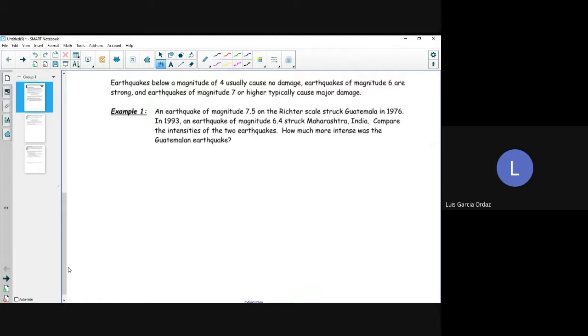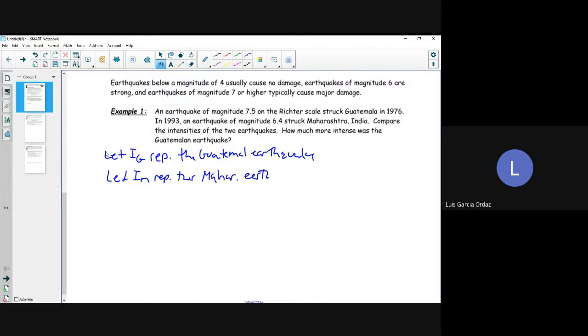Okay, so we're going to have a few let statements. We're going to let IG represent the Guatemala earthquake. And we're going to let IM represent the Mahar earthquake. So now what we are going to do is try to find how much more intense the Guatemalan earthquake was in comparison to the one in India. Okay, so we're going to use our formula.